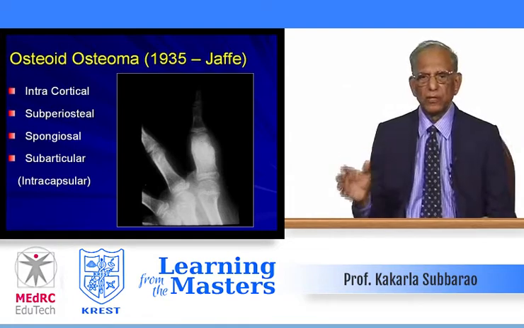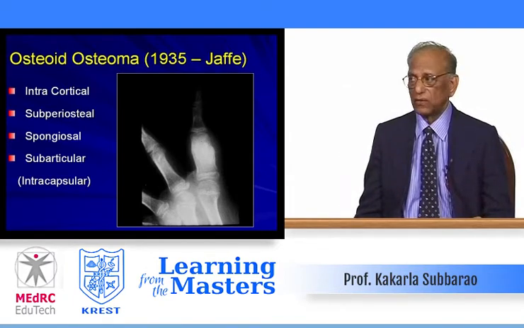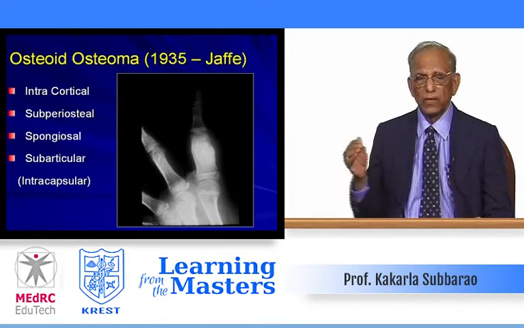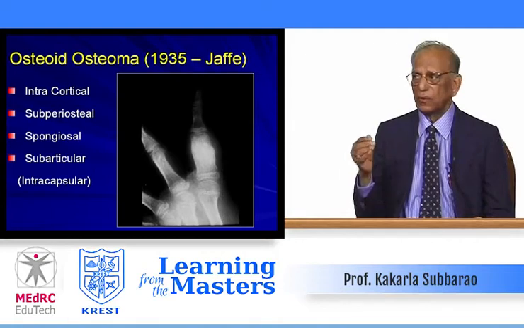We'll take up osteoid osteoma. In 1935, Jaffe described this for the first time. And location-wise, it could be intracortical, it could be subperiosteal, spongiosal.